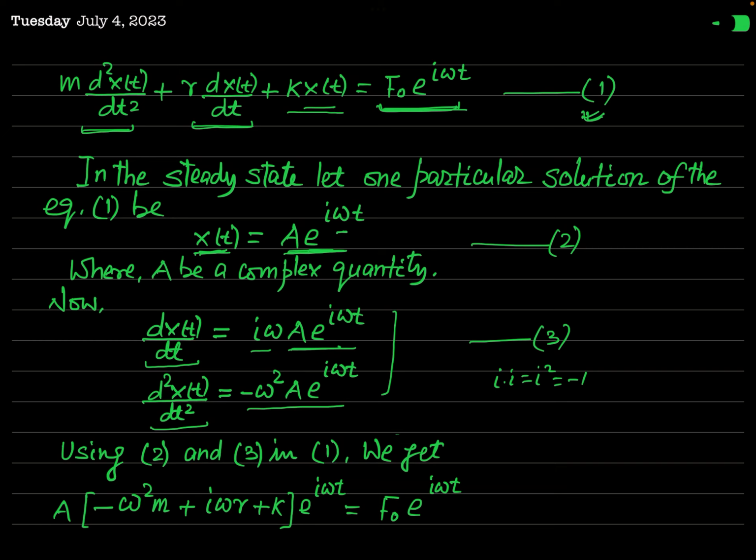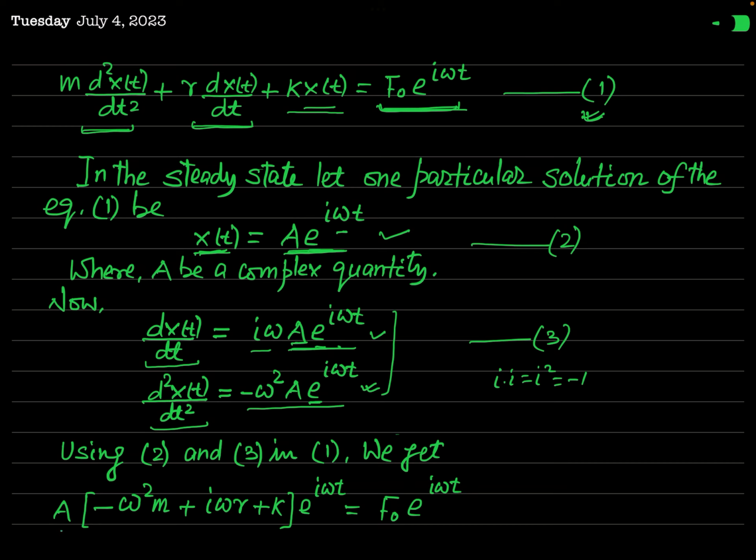Now let us substitute the value of x of t, the value of dx by dt, and the value of d2x by dt square in equation number 1. You can see that when we substitute all these values, this factor A, which is just a complex quantity, will be present in all the three terms in the LHS. Similarly, this e to the power i omega t factor will also be present in all the three terms in the LHS.